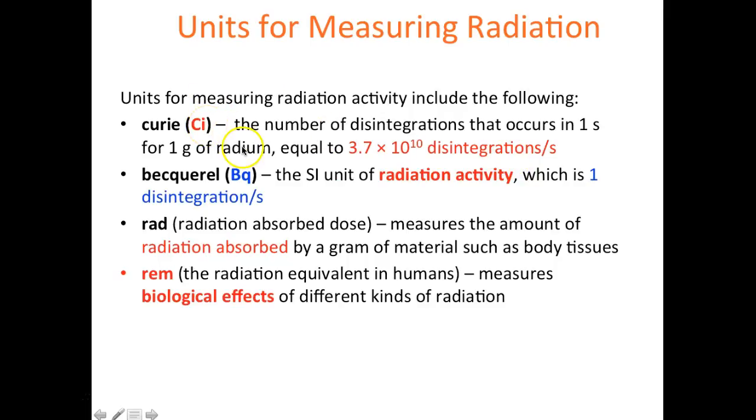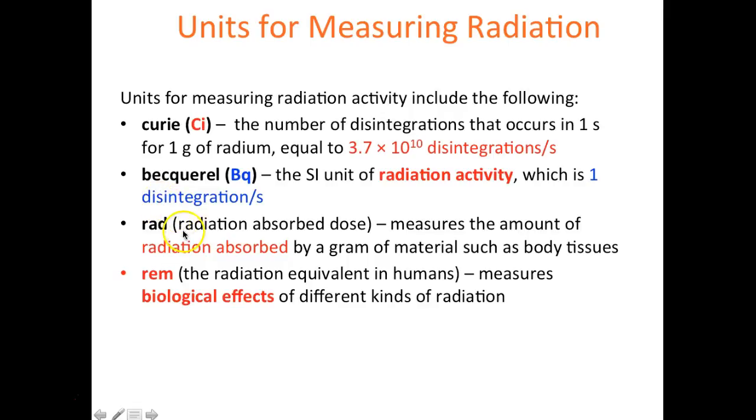Another unit of measuring radioactivity is the becquerel, and its symbol is Bq, capital B, lowercase q. This is the SI unit of measuring radiation activity, and it is defined as 1 disintegration per second. So 1 Ci is also equal to 3.7 times 10 to the power 10 Bq. Now, this simply measures the radiation activity, the radiation occurring in the surroundings.